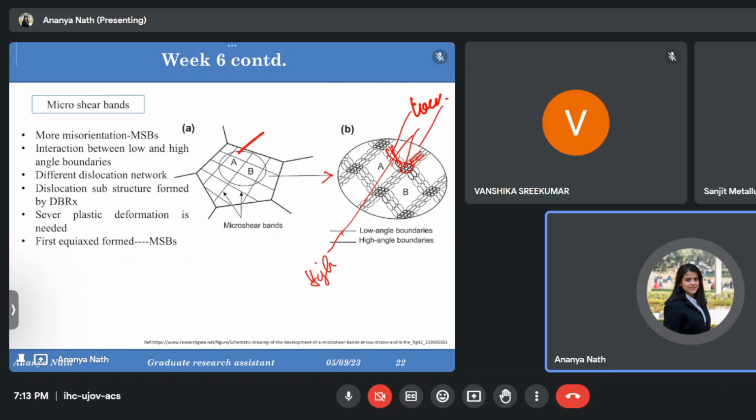First, equiaxed formation of the MSB as shown in the picture. Those are equiaxed grains, so equiaxed grains are formed. These are kind of cell structures formed by the dislocations. These are low angle boundaries because they are oriented with each other so that they can have that equilibrium. But they have interacted with each other, intersecting with each other and having high angle boundaries. So these equiaxed grains are not of equiaxed size at the interaction or the junction. This is why we are getting the high angle.